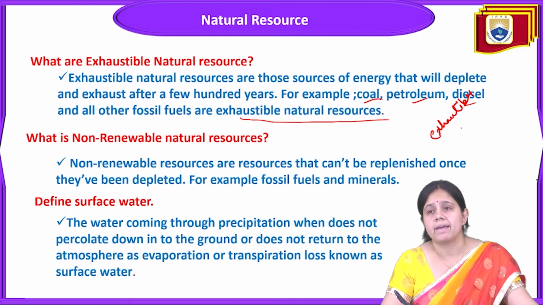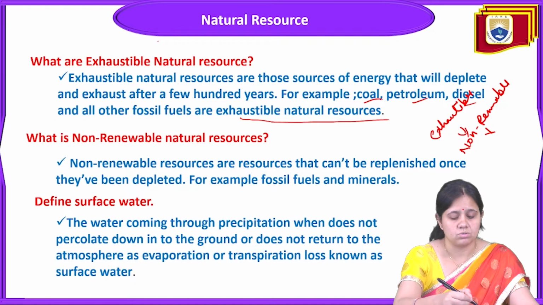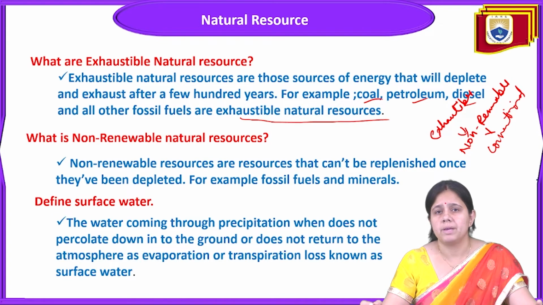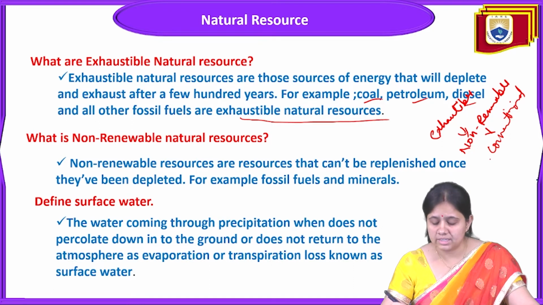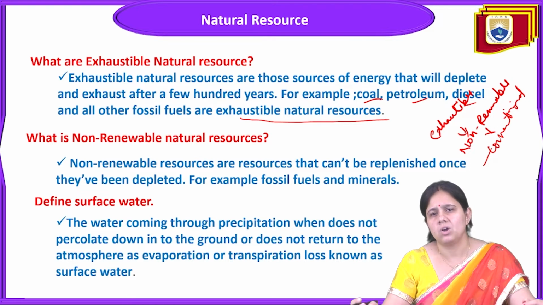We can call it exhaustible, non-renewable, and conventional also. So we can understand it by many names. Exhaustible means it will exhaust or deplete after some years, and its examples are coal, petroleum, diesel and different fossil fuels. We can also call them non-renewable energy resources, or conventional energy resources. All these are the same thing, only the terminology is different.